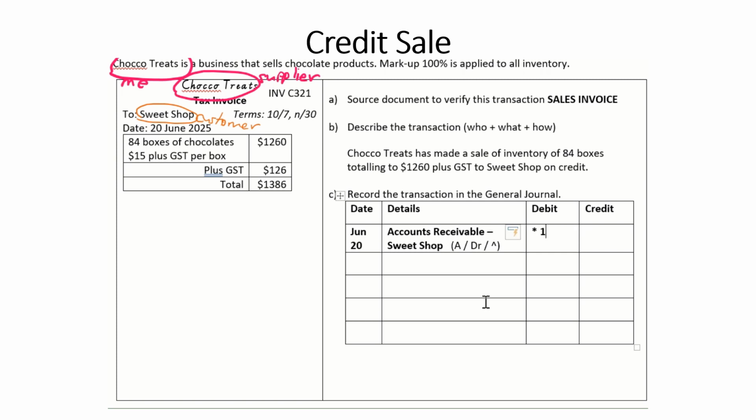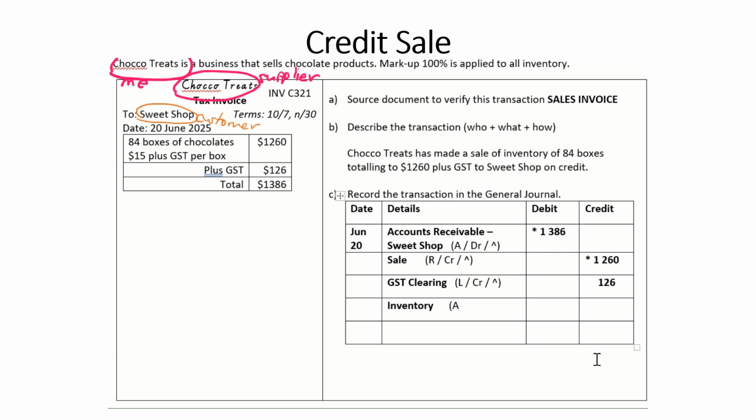Total amount $1,386, and the accounts receivable owes us because of a sale. The sale is a revenue, credit going up. That means we're going to record the sale on the credit side, and the sale is for the amount of $1,260. The sale also has GST. Any GST liability owing to the ATO will increase because this is a GST on sale. And that's $126.